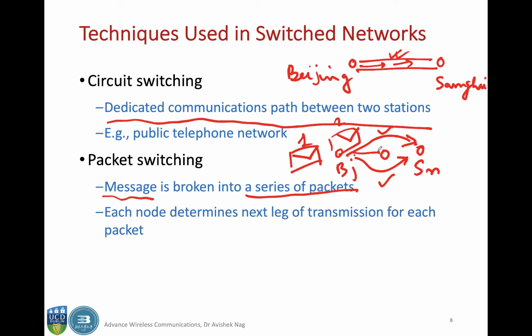Intermediate nodes in the network, like let's say here is another city, can receive these packets, and depending on the address written on these packets, this intermediate node will find out what the next destination is. So let's say the address written here is Shanghai, so this city will know that these packets are meant to be sent to Shanghai, and then it will send them to Shanghai. So each node determines the next leg of transmission for each packet. This is the fundamental difference between circuit switching and packet switching.